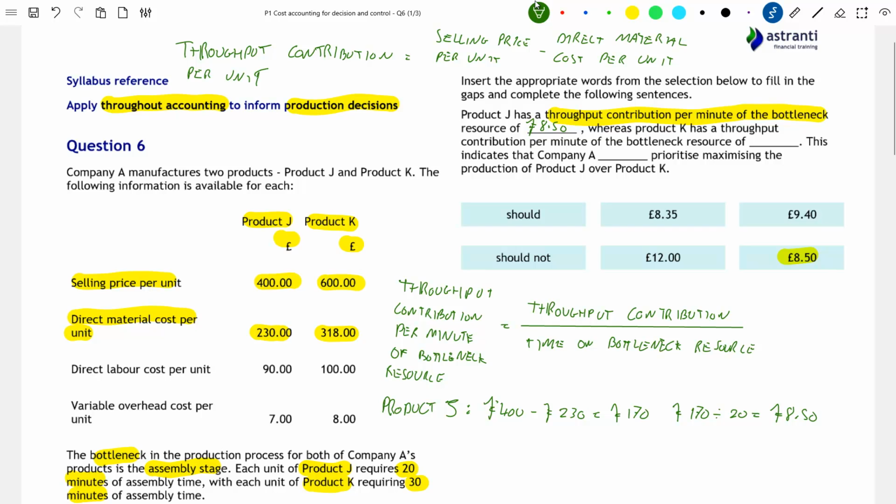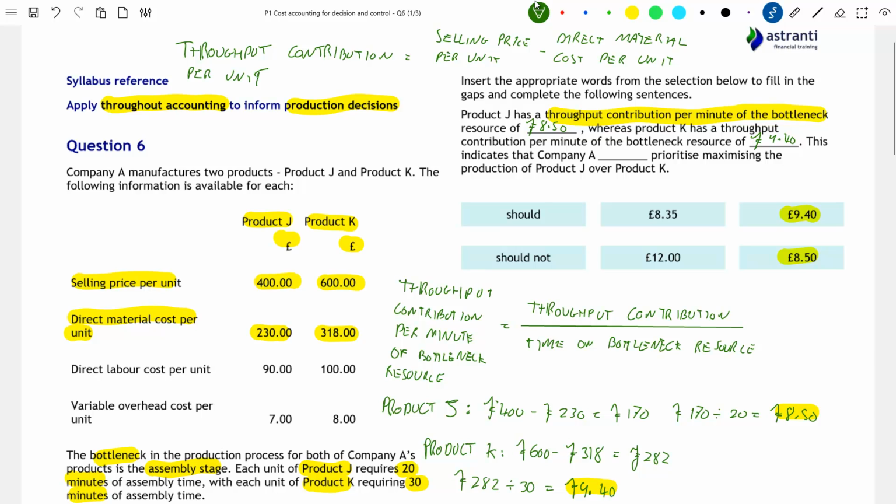So moving on to product K. So the selling price per unit for product K is £600 and the direct material cost per unit is £318. Therefore, the throughput contribution per unit for product K is £282. And remember that each unit of product K requires 30 minutes of assembly time. So £282 divided by 30 minutes is £9.40 throughput contribution per minute of the bottleneck resource. So £9.40 is the second correct answer in our gap fill.